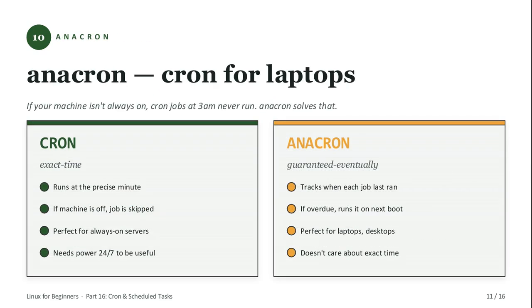Now, before we leave scheduling behind, there's one more tool worth knowing, especially if you're running Linux on a laptop. Cron has a blind spot. If the machine is asleep or powered off at 3 a.m., that job simply doesn't run. Anacron fixes this with a different philosophy. Instead of chasing exact times, it tracks when each job last ran, and if it's overdue, it runs it shortly after the next boot. Cron is for always-on servers. Anacron is for machines that come and go.